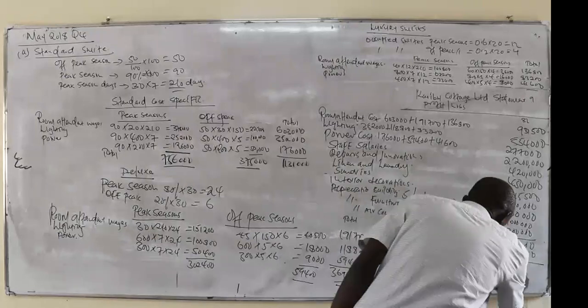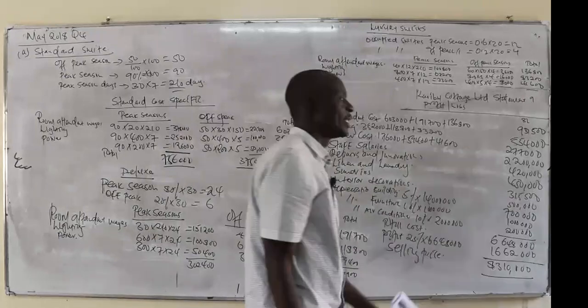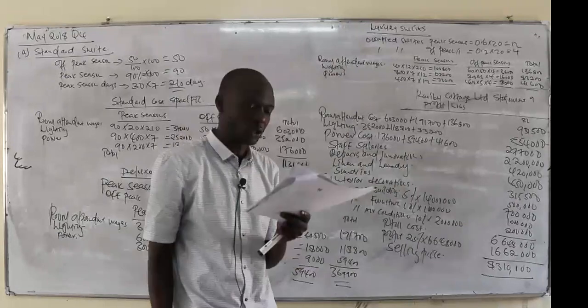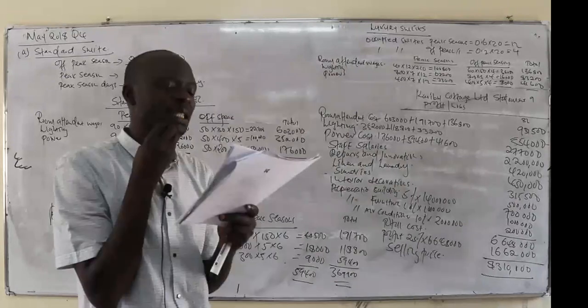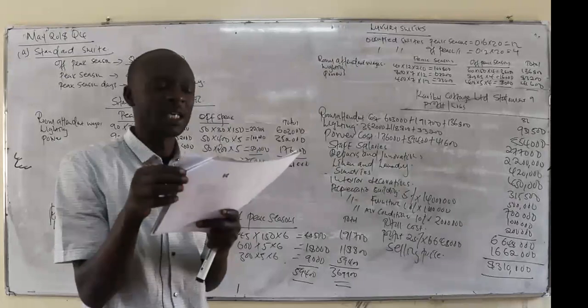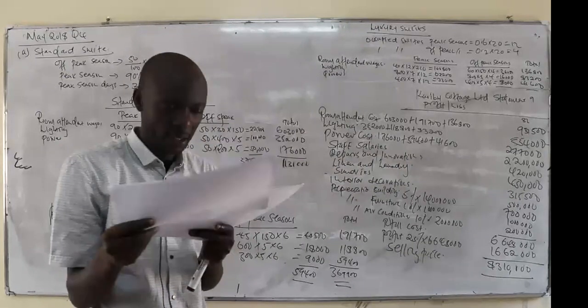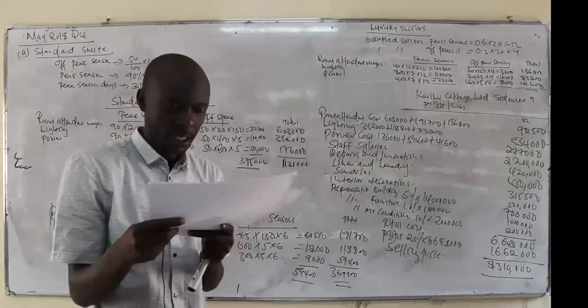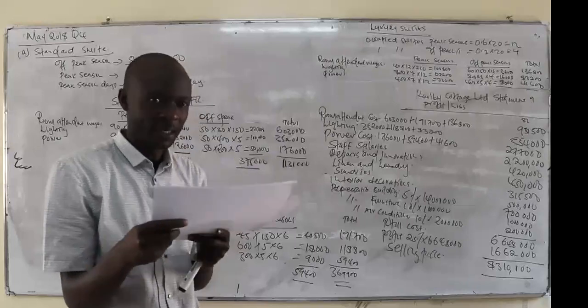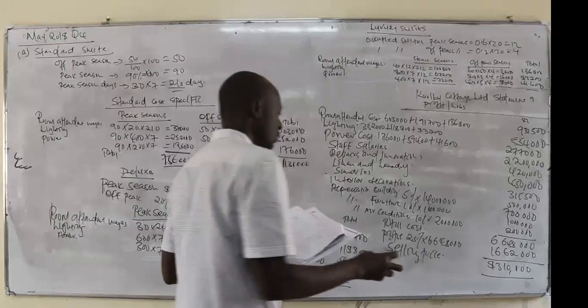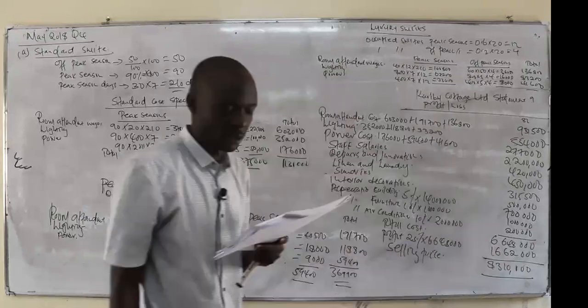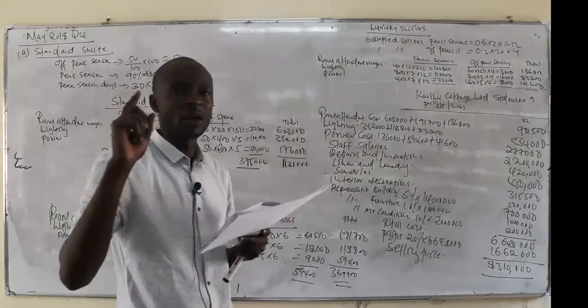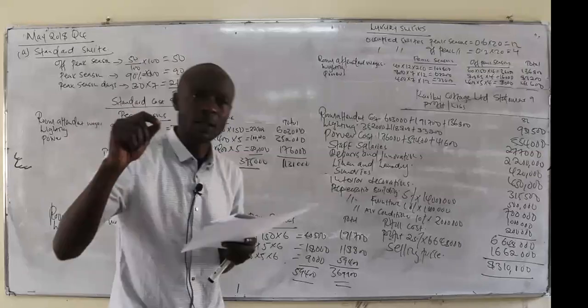So remember, this is the selling price. This is a charge for the whole operation. But the question wanted us to determine advice on the amount of rent to be charged for each type of suite per day. So this is a cumulative charge for the whole suites. So we need to get the charge per suite. So how do we do that?